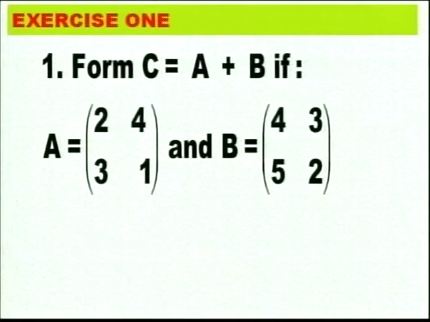So there's a very short exercise here that you can actually complete before the bell goes. Number 1, it says form C equals A plus B, which means you are going to get C by adding matrix A to matrix B. So exercise 1, number 1. And when you finish that, I'll give you number 2.